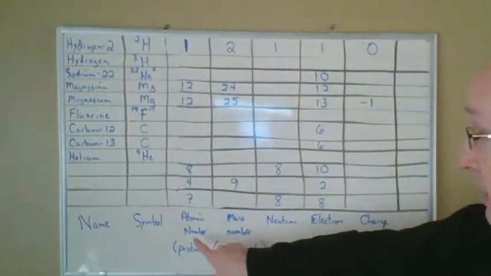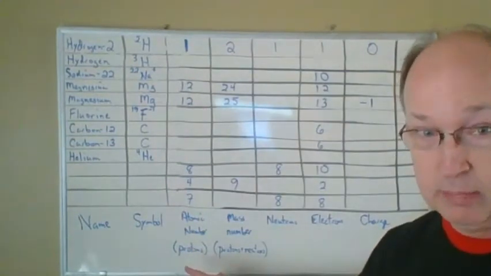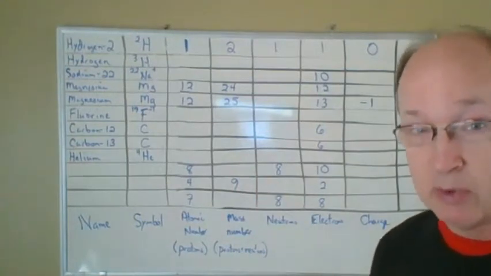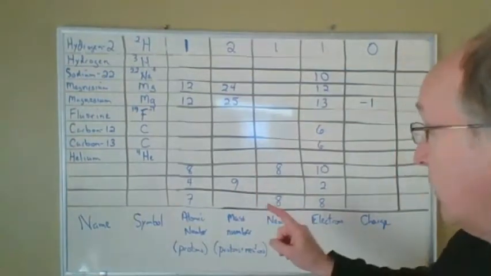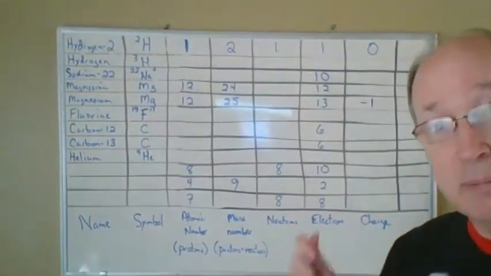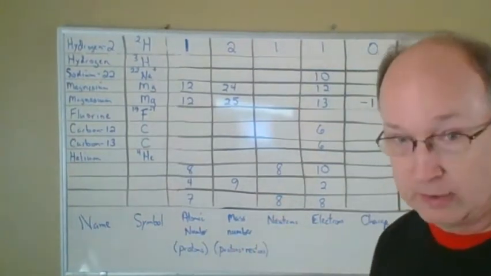Number 1, the atomic number column tells you the number of protons in the atom. The atomic number is a unique number for every element, and it tells you how many protons are in the nucleus of the atom. The mass number column, this column here, tells us the combined number of protons plus neutrons.